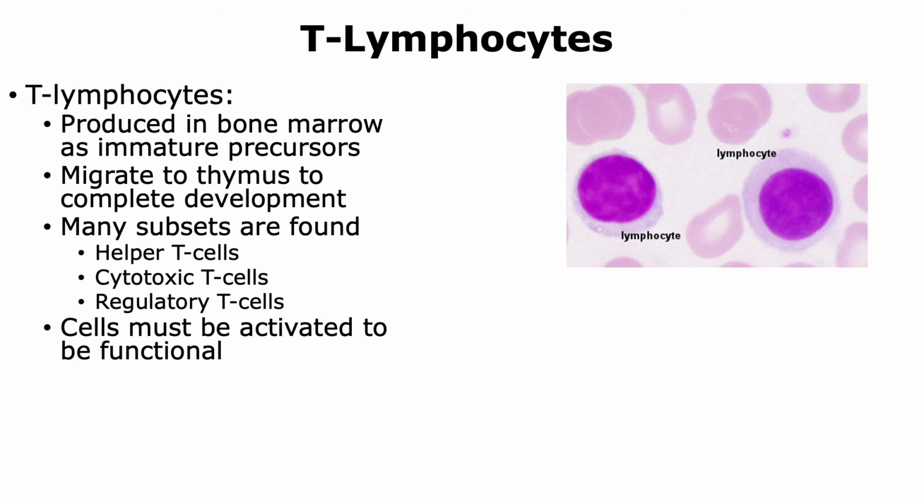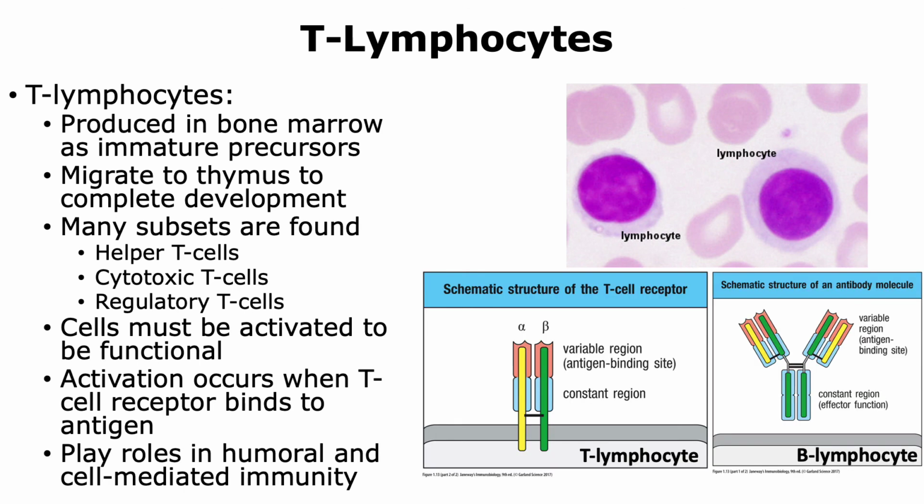Now, T cells normally are not in an active state. They are in what is called a naive state, and so the cells have to be activated to be functional. The activation of a T lymphocyte occurs when a T cell receptor that is present on the T lymphocyte binds to an antigen. T lymphocytes are known to play important roles in humoral as well as cell-mediated immunity.